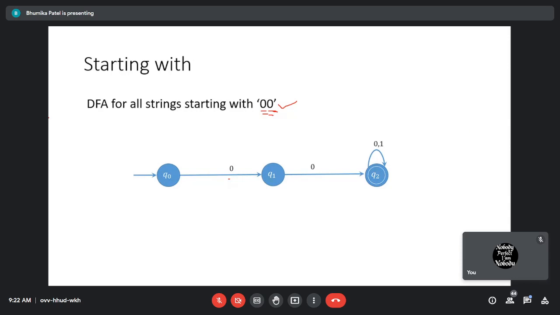Now if my string will start from 1, from the Q0, it must be rejected.